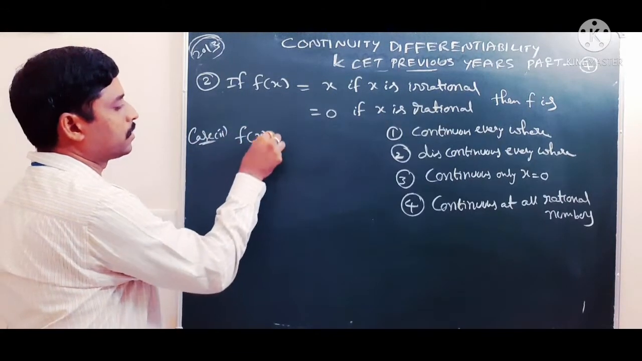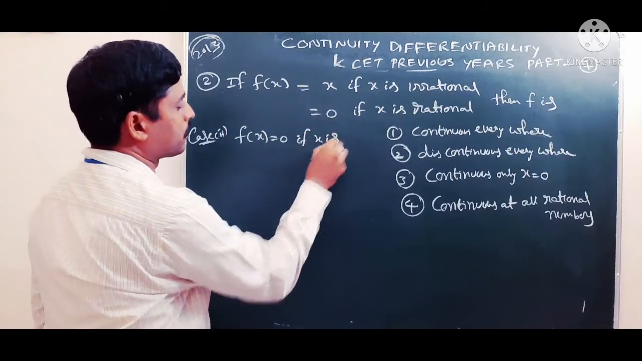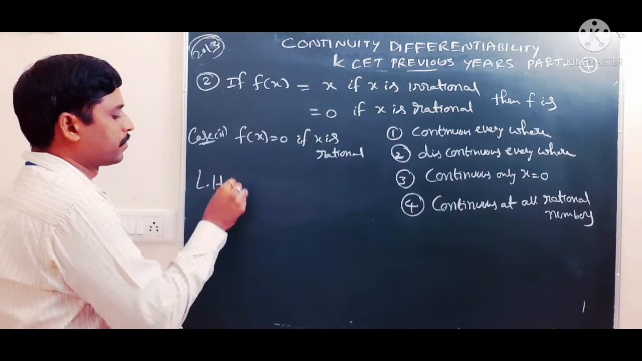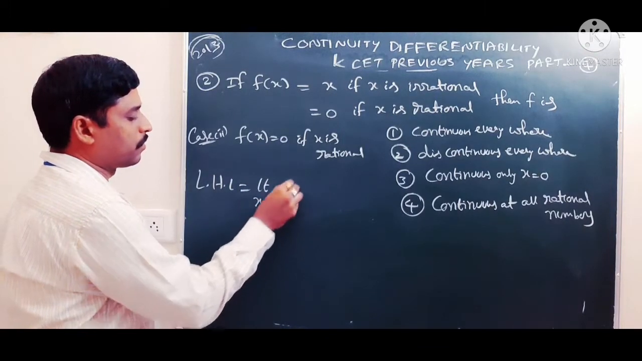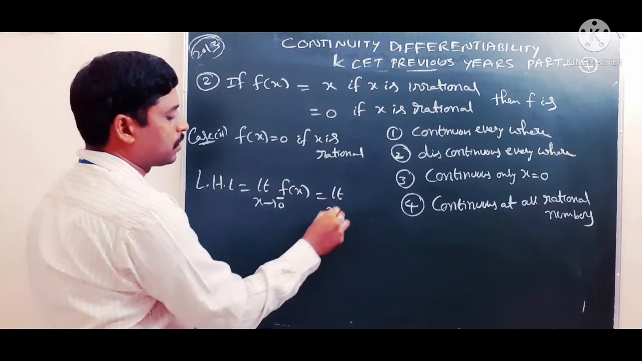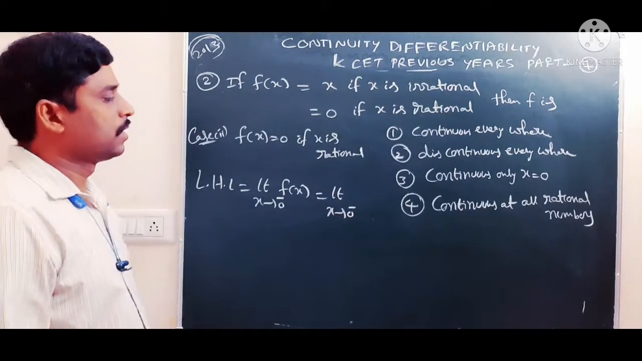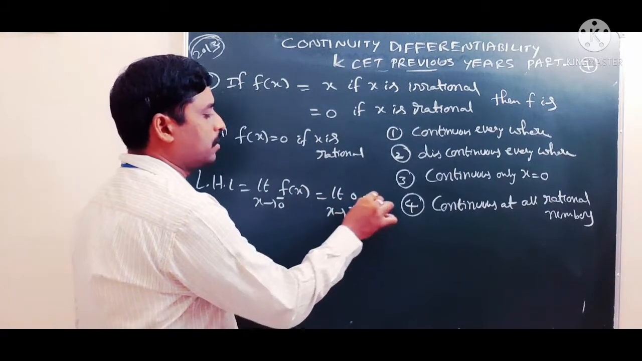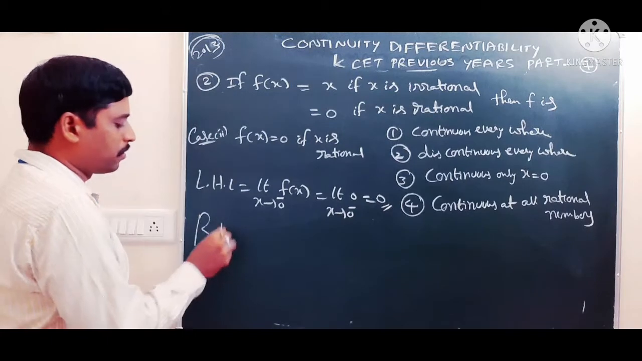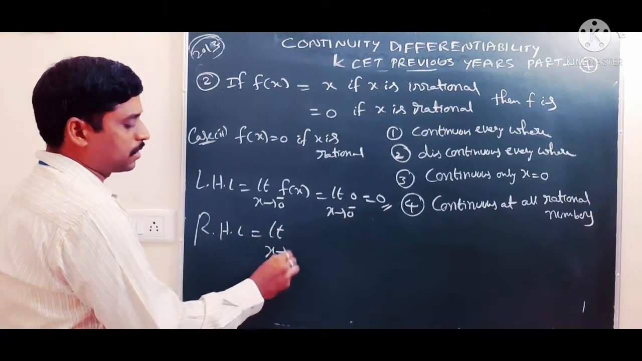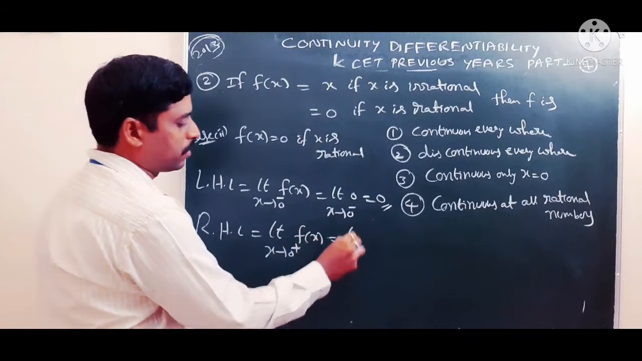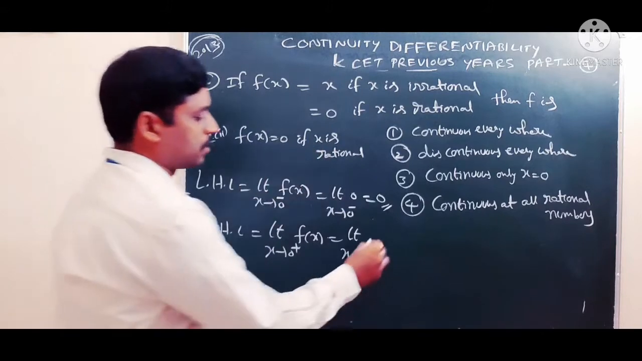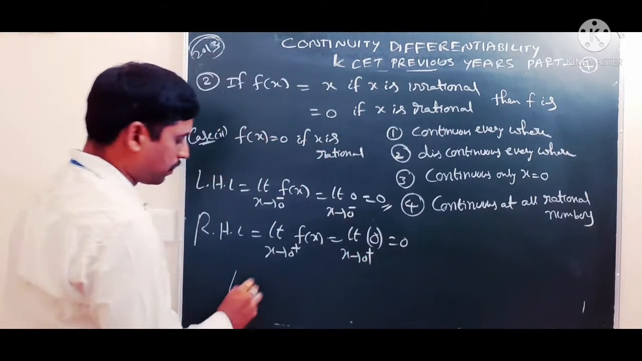Let us take case 2. f of x is equal to 0 if x is rational. Now we have to find the left hand limit. So limit x tends to 0 minus f of x, so less than 0 numbers. Rational numbers are also there. So f of x is 0. This will be 0. Now we have to find the right hand limit. Limit x tends to 0 plus f of x. Greater than 0 numbers, rational numbers are also there. So this will be 0. So both are equal.